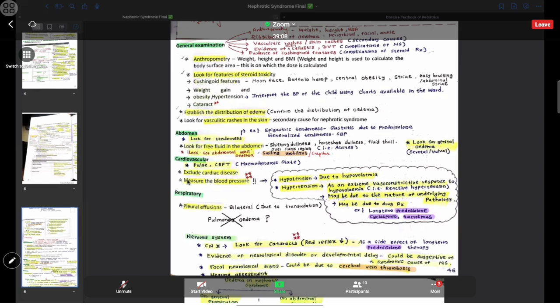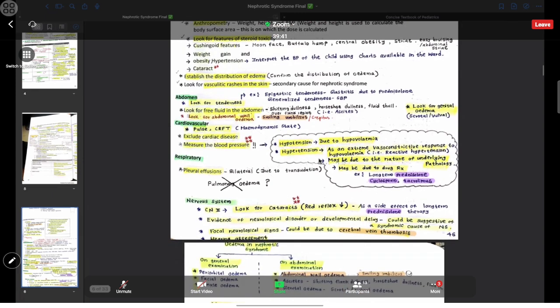Then check the pulse and the capillary refill time. Measure the blood pressure, like I said, because we know if the patient has hypotension, then it is because of hypovolemia. If it is hypertension, then there can be different causes for that. Since this is nephrotic syndrome, I don't think they will give you a child with hypertension. But if they do, just think that it can be due to drug effects or because of hypovolemia, that the patient has got a vasoconstrictive response as reactive. So it's a reactive hypertension. To overcome the hypovolemia, the patient's vessels have been constricted, and because of that the blood pressure has increased. Or maybe some other dual pathology, which they're not going to give.